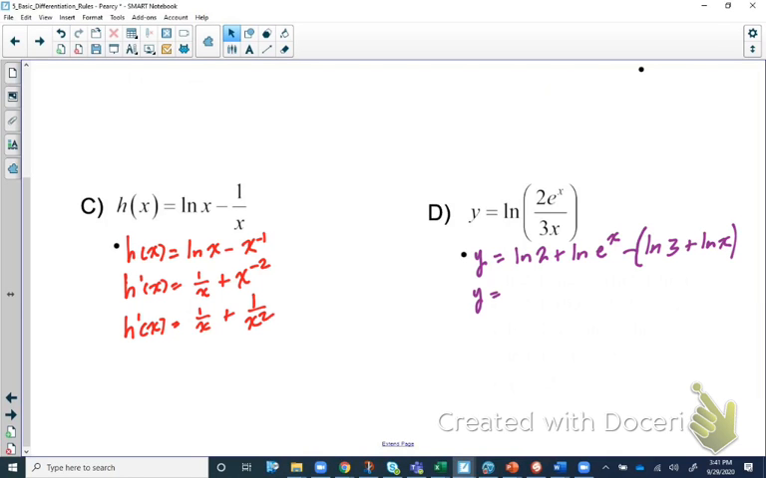So now y is equal to natural log of 2. And here, for natural log of e to the x, I'm going to put the x in front of the natural log using properties of logarithms. So that'll be natural log of e minus natural log of 3 plus natural log of x.